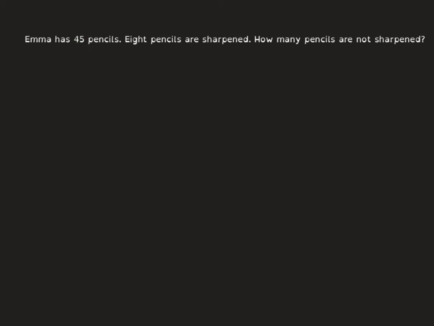So let's redraw, right, and let's underline the numbers as we find them. Emma has 45, so there's our first number. Pencils. 8, oh, there we go. That's our second number. Pencils are sharpened. How many pencils are not sharpened?